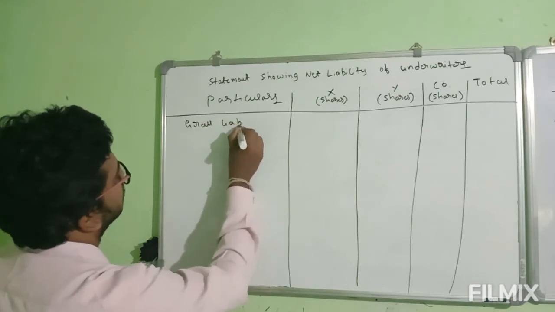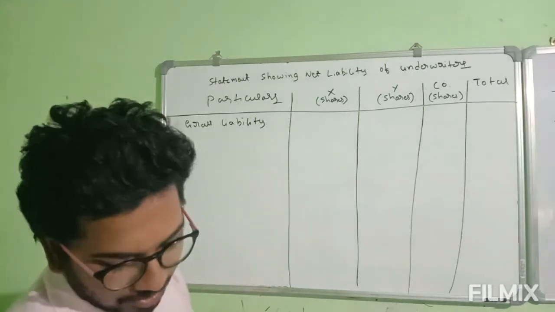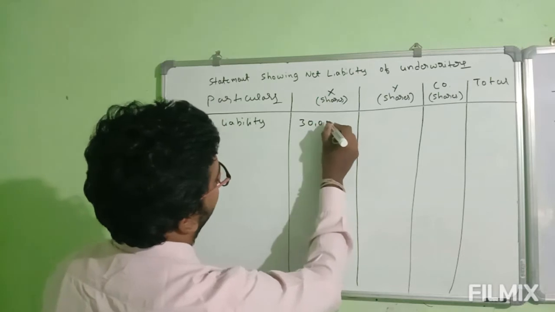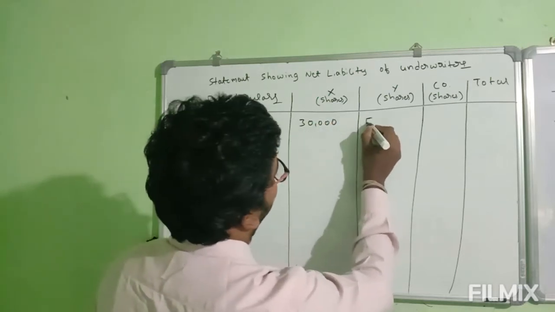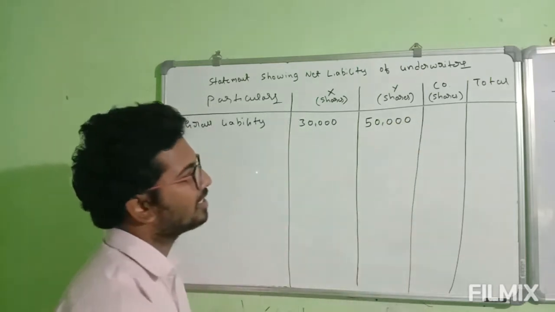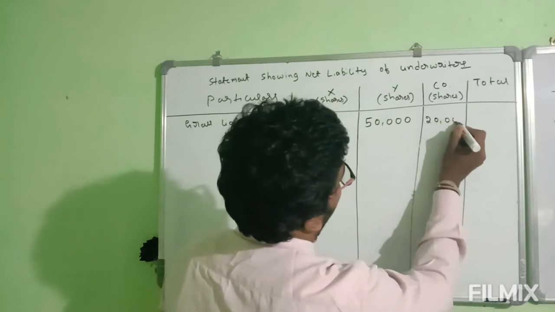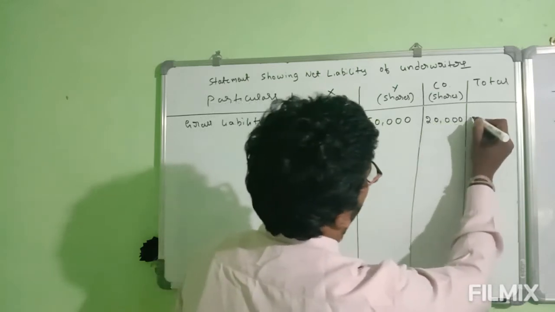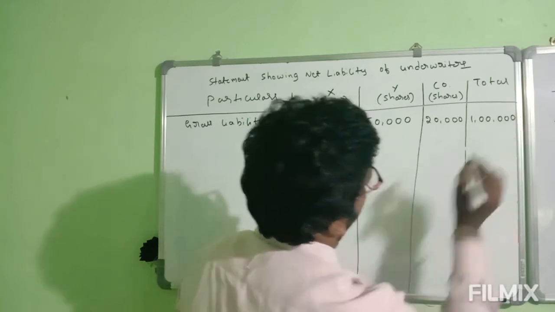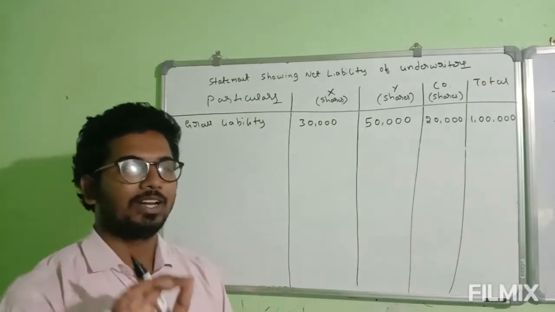Look at the question. They have allotted the number of shares: X is 30,000, Y is 50,000. The total issued shares is 1 lakh. So the remaining that goes to the company is 20,000. The total will be 1 lakh. We already found the marked and unmarked applications.